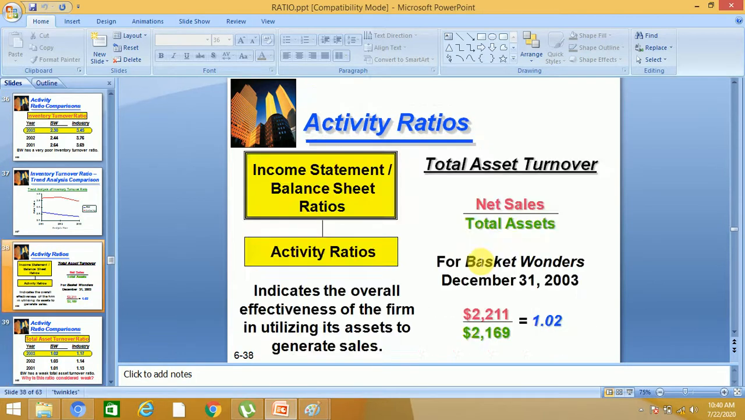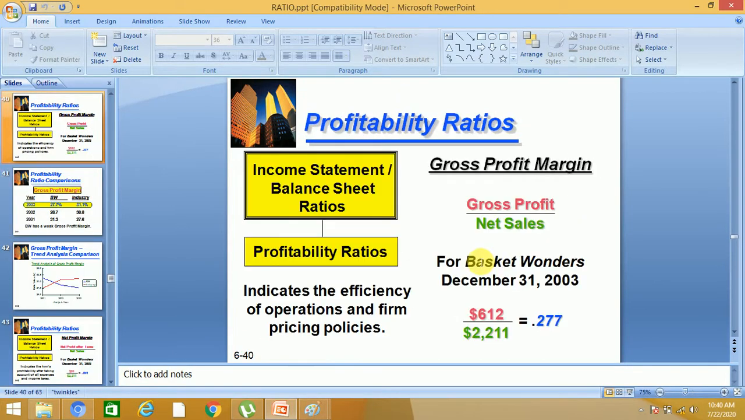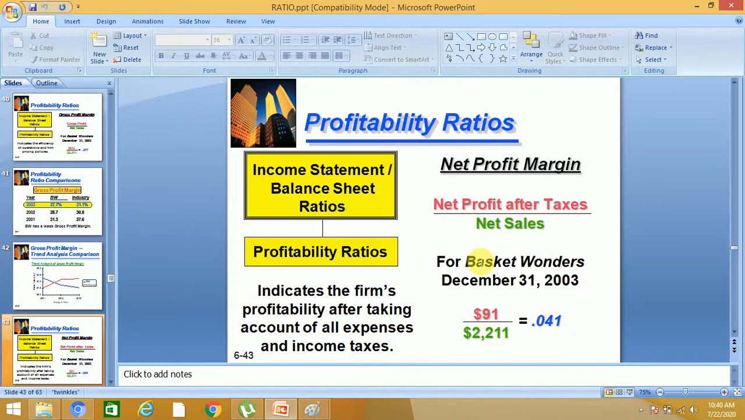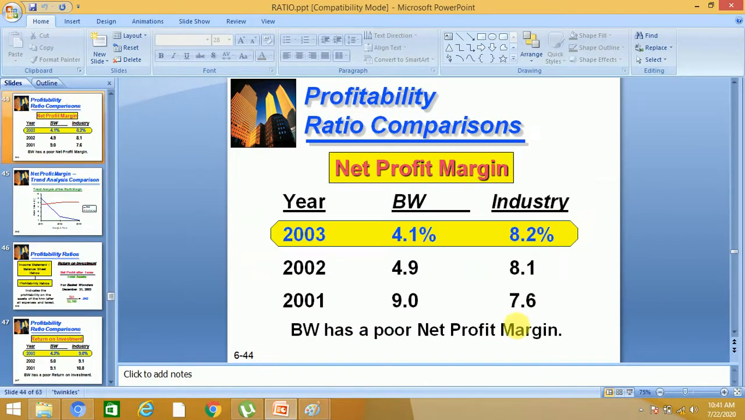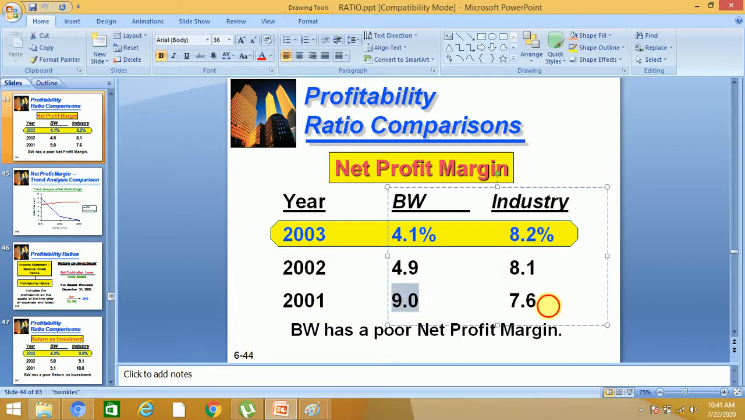Profitability, net profit margin. What is our net profit margin? It is 4.1%. Our profit in 2001 was 9%. The industry is 7.6.